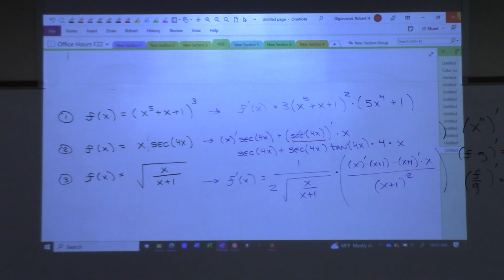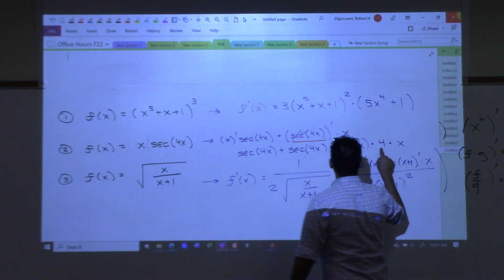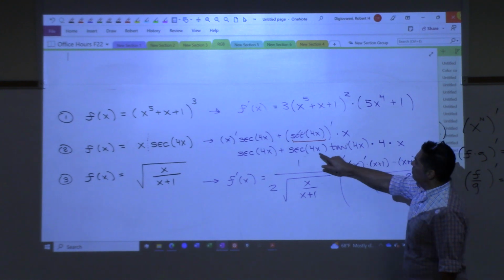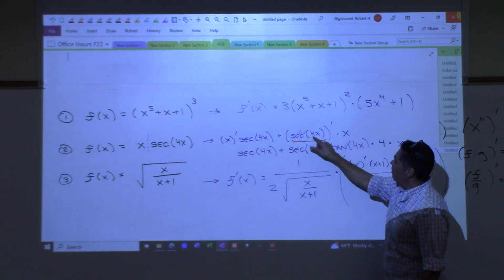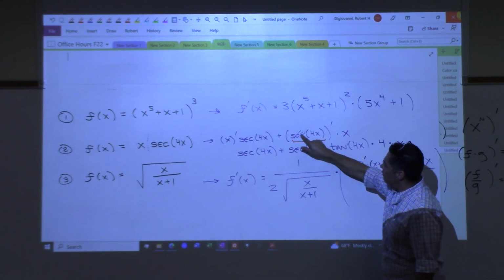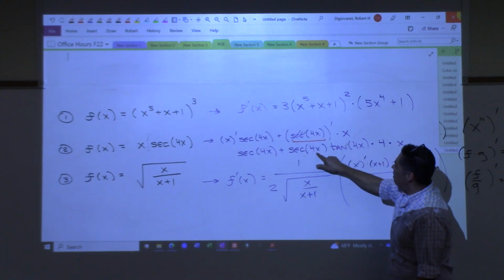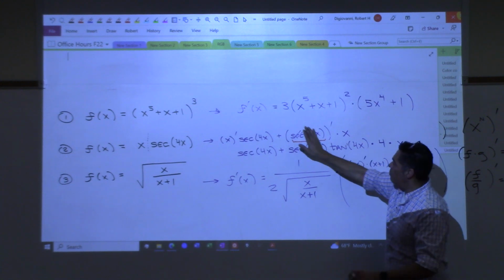Yes? Oh, right here? Back on this one? Okay, so this was composition, right? There's outer and inner. So when we did the outer function, the derivative of secant of something is secant of it, tangent of it, right? So you're done with the secant.